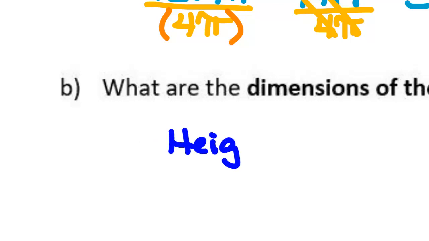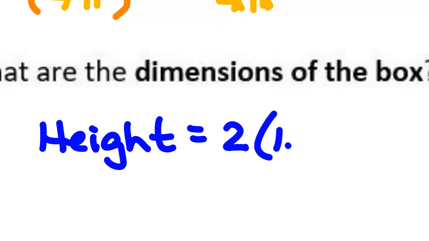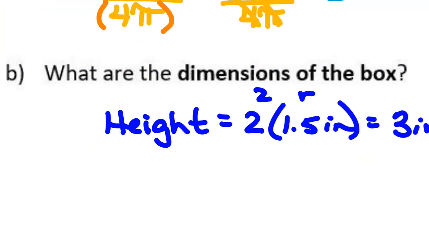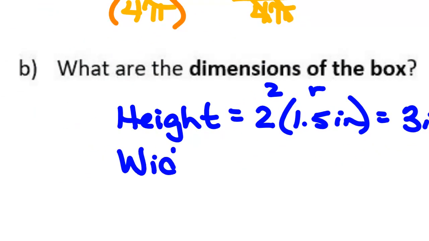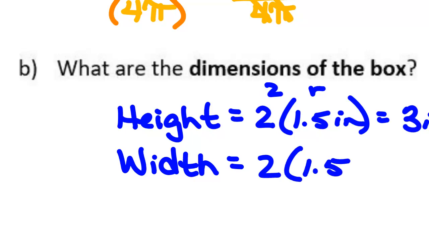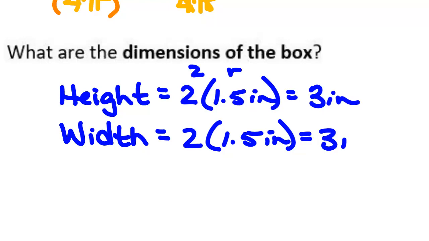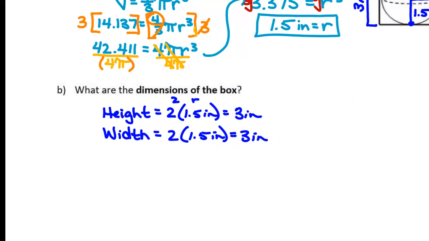All right, so height is equal to 2 times 1.5 inches. This is 2 times my radius. Width is equal to 2 times 1.5 inches, so 3 inches. Once again, 2 times the radius.